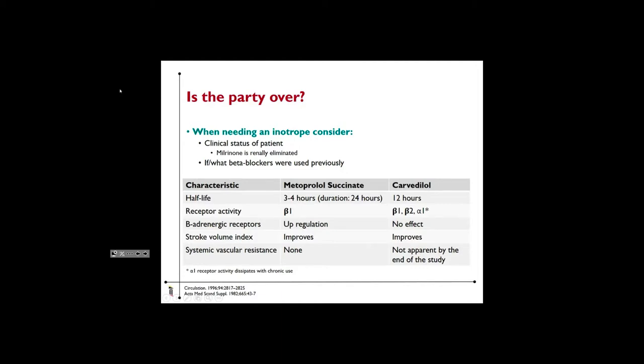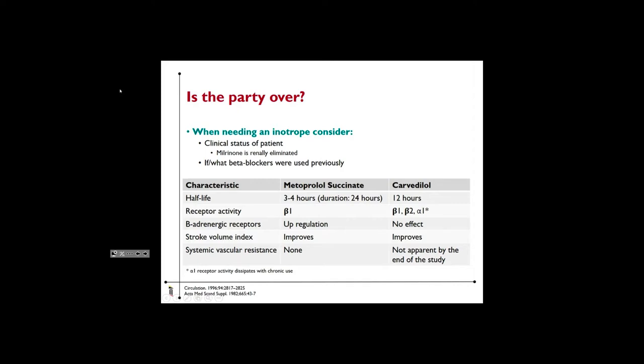What's also really interesting is their effect on beta-adrenergic receptors. Metoprolol causes an upregulation of beta receptors, whereas carvedilol really doesn't have this effect. And that'll come into play as I talk more about the hemodynamics, so just hold on to that. The stroke volume index improves over time with both metoprolol and carvedilol. And for systemic vascular resistance, there really was no effect with either of them by the end of this study.